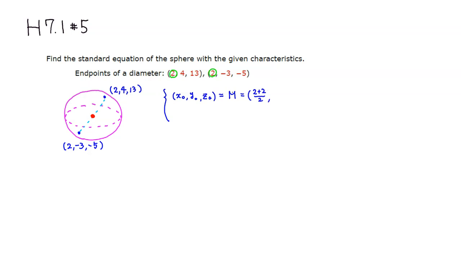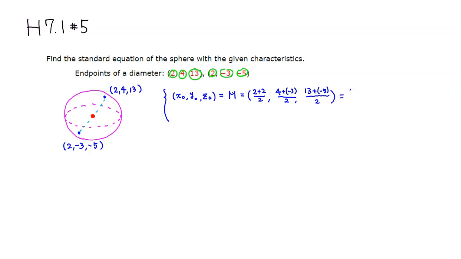Then the y-coordinates are 4 and negative 3, so you have 4 plus negative 3 divided by 2, just finding the average. Then the z-coordinates are 13 and negative 5, so we put 13 plus negative 5 and divide by 2. Then we just have to clean it up.